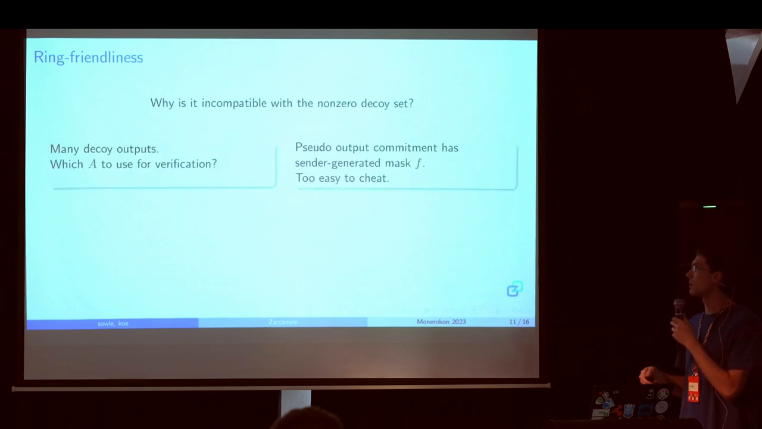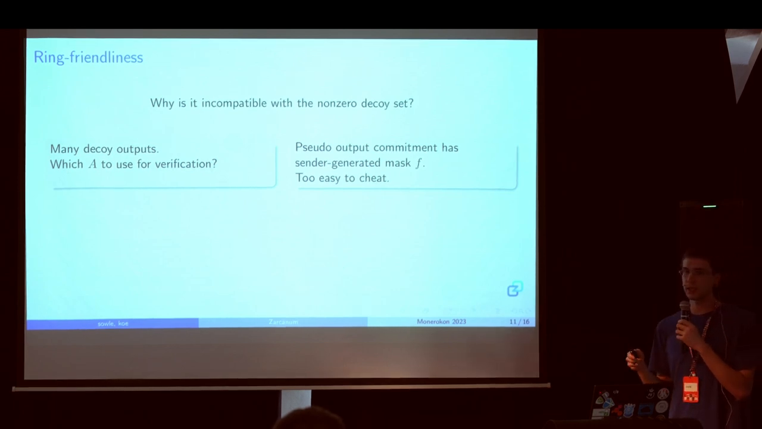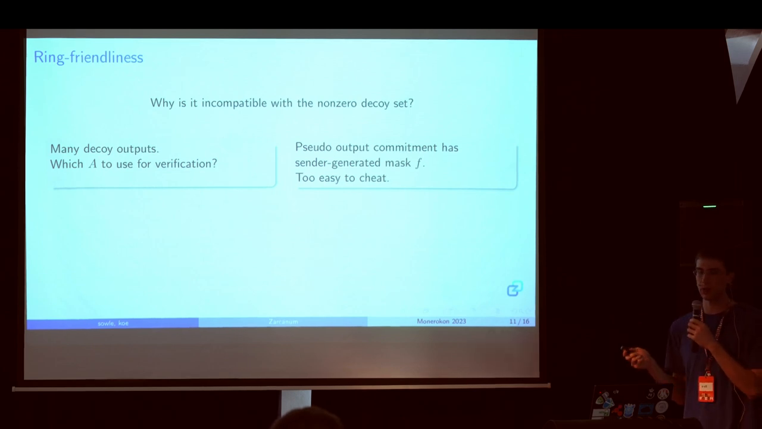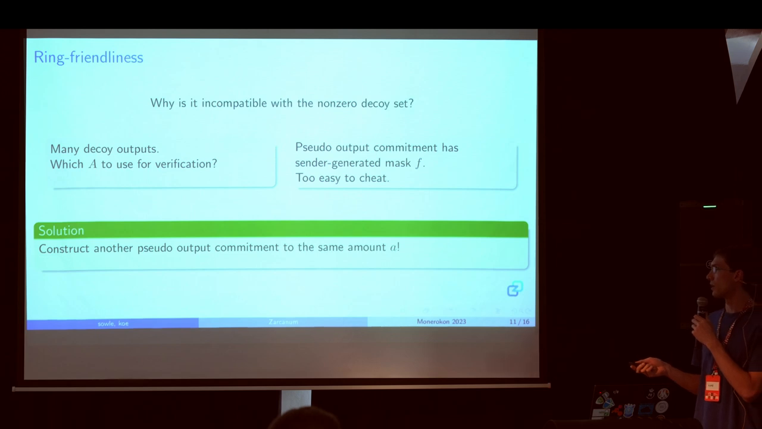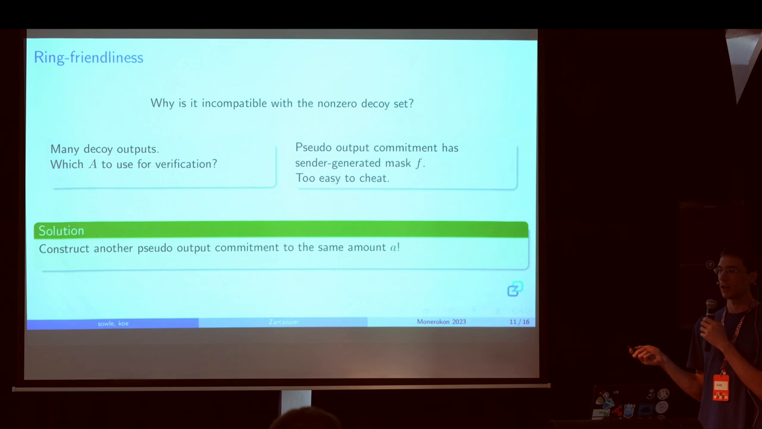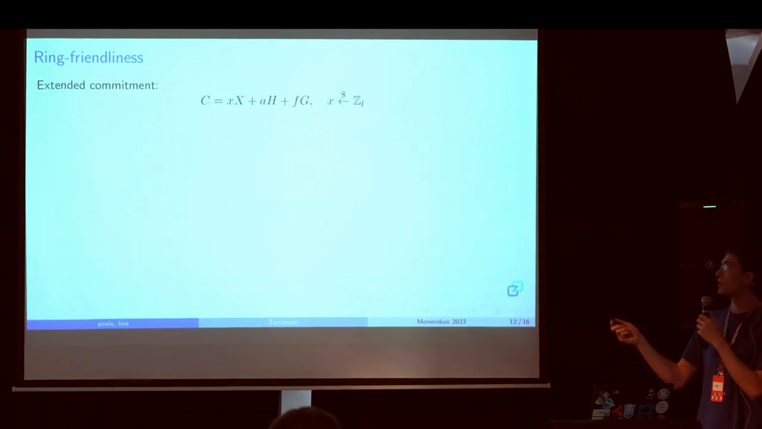So if we have decoy outputs, which A is used in the verification? Since in ring signatures, the pseudo output commitment's mask is user defined, it could be easily used to cheat if the pseudo output commitment were used directly in the proof of stake proofs. So what we do is we produce another pseudo output commitment to the same amount A that puts the pseudo mask onto a new generator X.